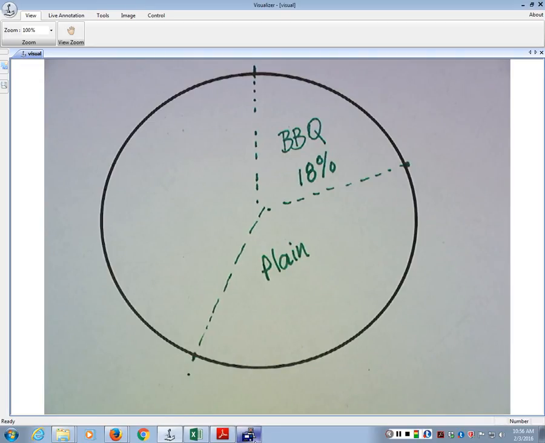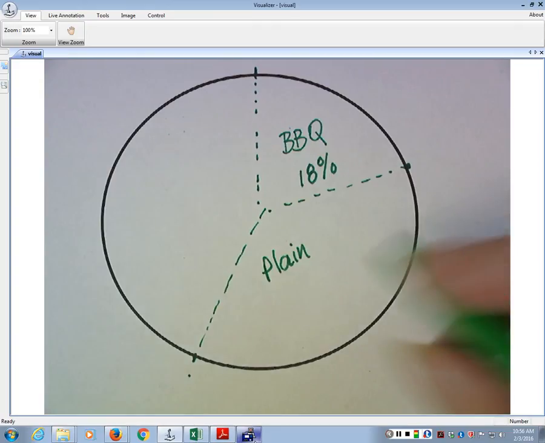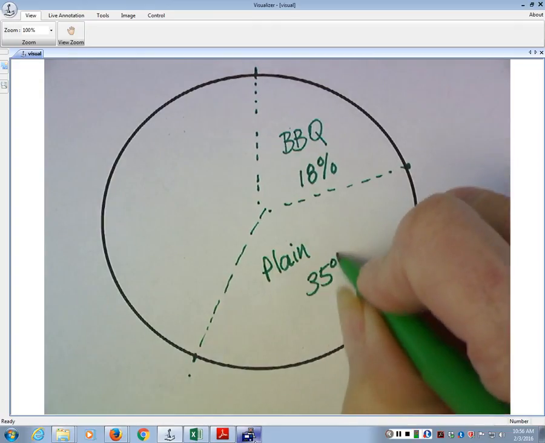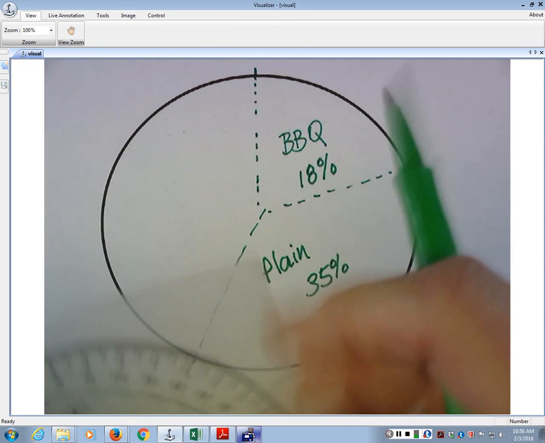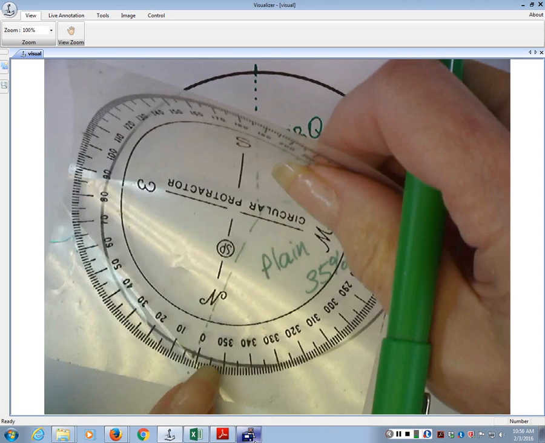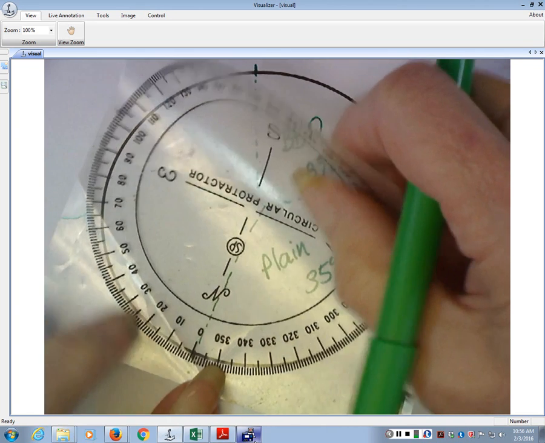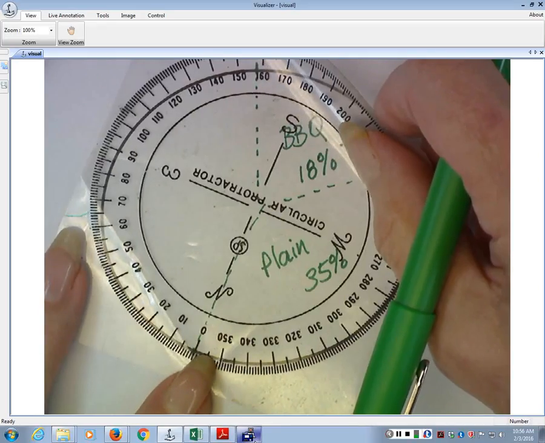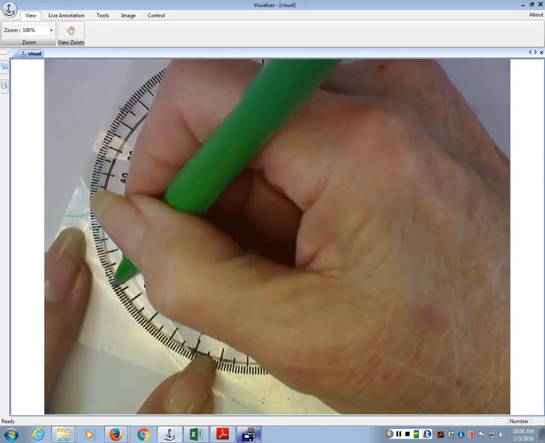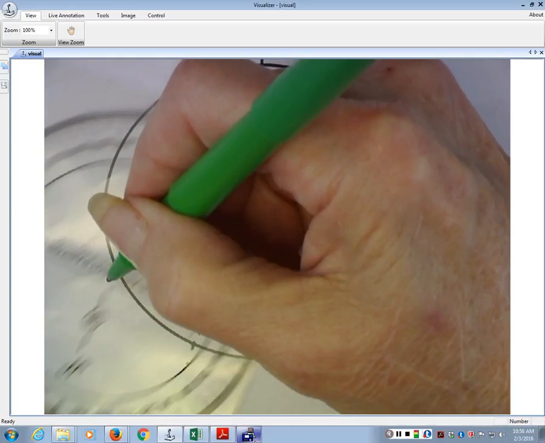And that looks like an oval there, but I swear it really is a circle on the paper. You can see on your paper it really is a circle. And the plain chips makes up about 35%. And then I have sour cream, and that's 48 degrees. So again, I'm going to pull my 0 back down here. And 48 degrees is about right there.